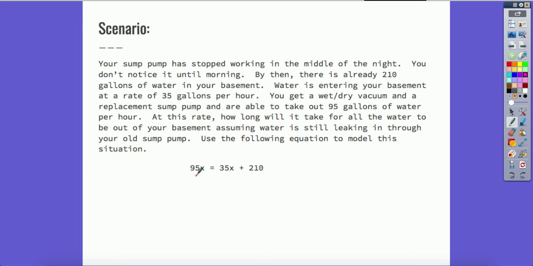So notice that we have this 95 gallons per hour that we are pumping out, and this is an amount of water, so I'm not worried about negatives or positives. But I've got an amount of water that I am able to handle with my new sump pump as well as a wet-dry vac. I've got the rate at which this water is still coming in through the leak, and I've got the amount that I already had. So notice that I have an equation that has variables on both sides.